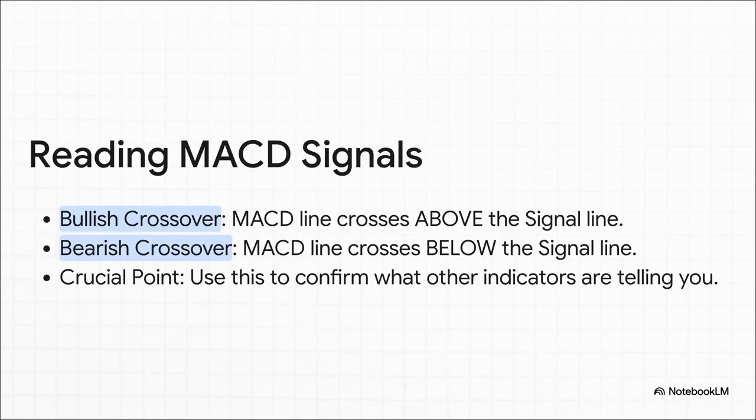So, the key thing to watch for here is the crossover. It's that simple. When the faster MACD line crosses above the slower signal line, that's a bullish sign. It's the hint that momentum might be shifting up, and you guessed it, when it crosses below, that's bearish. The real pro move: don't just act on this alone. Use it to confirm what your other, faster tools are already telling you.